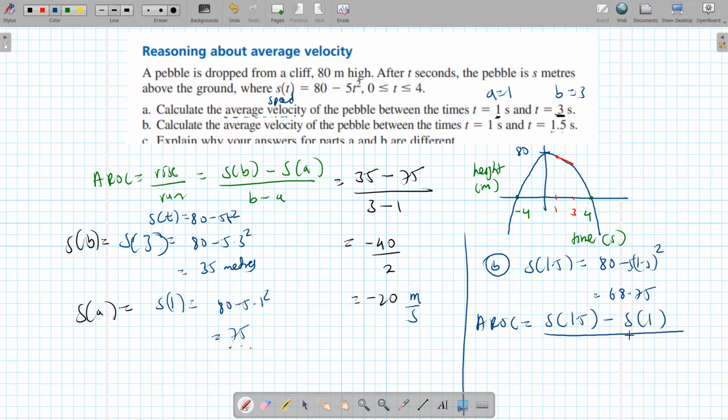So for B, we're trying to find the average rate of change between S of 1.5 minus S of 1, right? Always the upper bound minus the lower bound. S of 1.5 is 68.75. What's S of 1? We have it here. We found it in part A. 75. Yeah, 75 divided by 0.5. So 68.75 minus 75 divided by 0.5. It gives me minus 12.5.